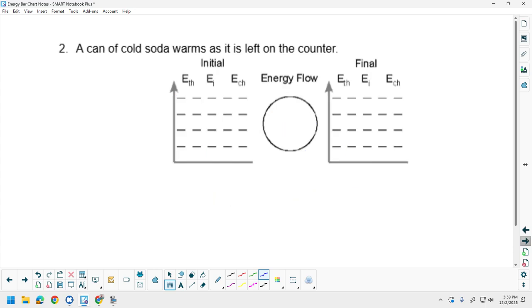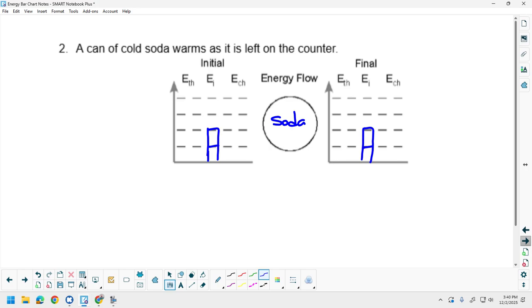For question number 2, now we take a can of cold soda out and leave it on the counter. And so it's going to be getting warmer as it sits on that counter. Our system is our can of soda. And the can of soda, when it comes out of the fridge, it's going to be a liquid. The soda is a liquid in there. And after it warms up, it's still going to be a liquid. So 2 bars of interaction energy at the start and final.